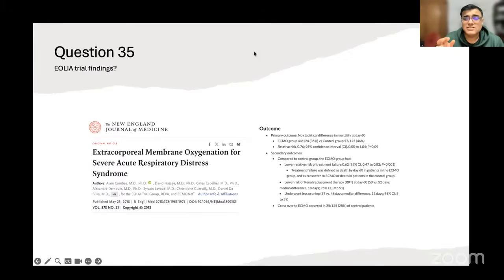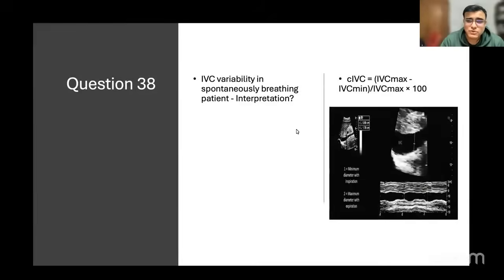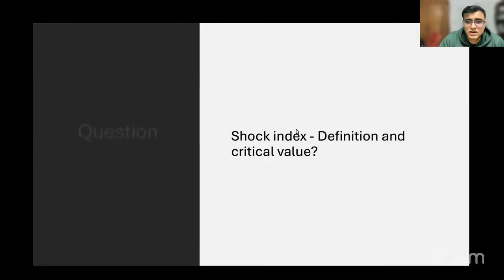So the outcome was that there was no statistically significant mortality benefit, but on post hoc Bayesian analysis there was benefit. Next, shock index definition: heart rate divided by SBP. Normally it is 0.5 to 0.7. If it is more than 0.7, it indicates cryptogenic shock is there. If it is more than 1, it is significant. If it is more than 1.4, it is very severe. And the critical value was probably more than 1, which they may have given as an option.